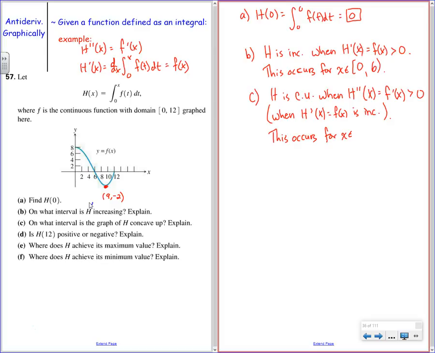At 9, the second derivative of h, or the derivative of f, is 0. So we have to keep it open at 9, since the derivative is 0. However, what is the derivative at 12? 0?